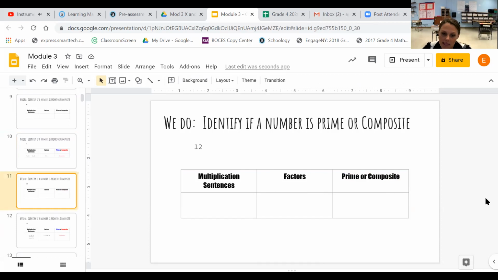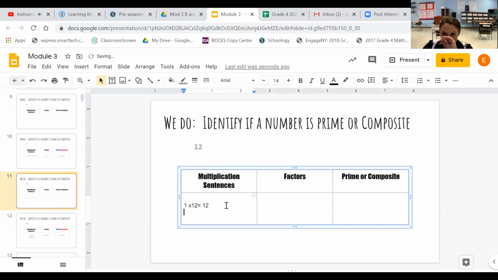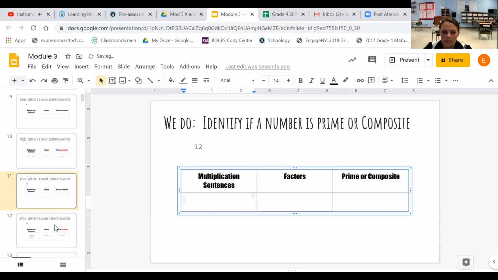I'd like you to try this one. The number is 12. So try thinking of different numbers that can be multiplied to get to 12. For example, we know 1 and 12 can be multiplied to get to 12. Then I want you to try the number 2. Can I multiply something by 2 to get to the number 12? Pause your video and write your multiplication sentence, factors, and then tell me, is it prime or composite? Go for it.